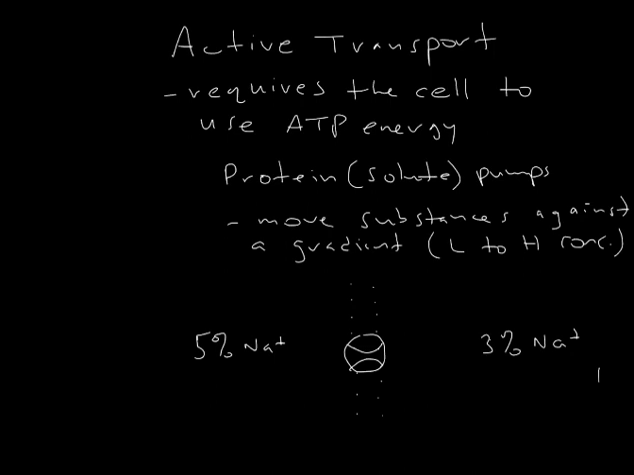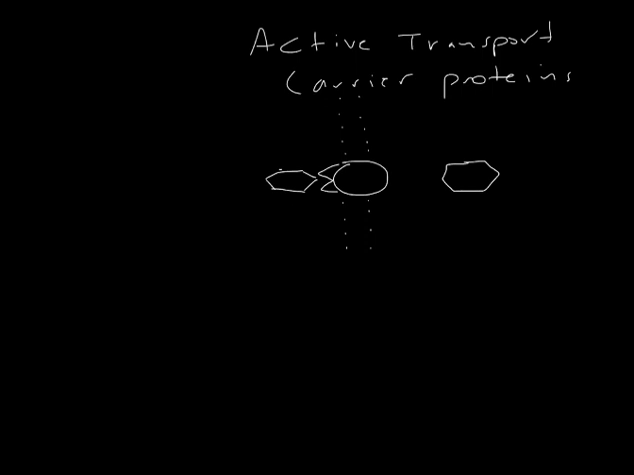Active transport requires the cell's energy. Protein or solute pumps are an example of that, where substances are moved against a gradient rather than along the gradient, from low to high concentration. Another type of active transport is carrier proteins, where a large molecule will be carried through the cell from one side to another because it's too large to go through a channel or any other opening in the cell.